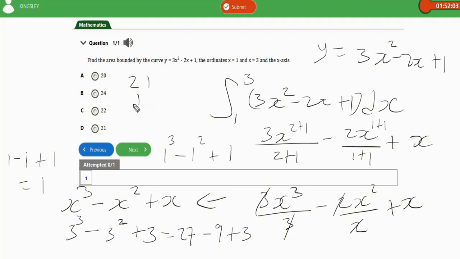At this juncture, you subtract the output of the lower limit from the output of the upper limit. So it will give you 21 minus 1, which gives you 20. And that will be the final answer to this question. The correct option is option A. So this is basically how to do problems involving application of integration. The questions revolve around the area under a curve.